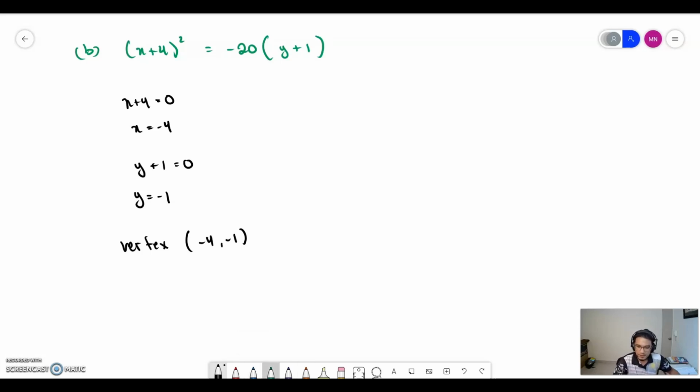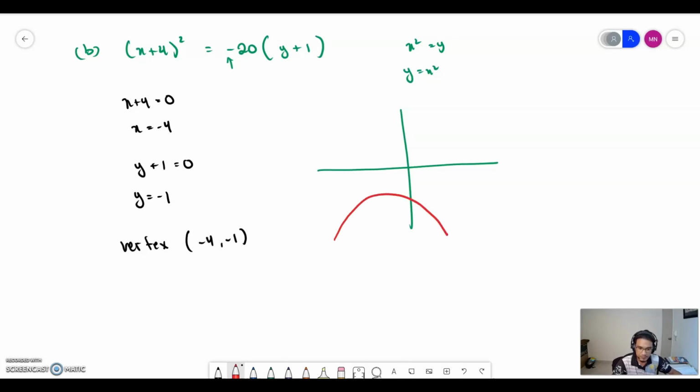Now we identify whether the equation is a parabola that opens vertically or horizontally. This is x squared, so it's like y equal to x squared. So now we know this is a parabola that opens vertically, with a negative sign right here. Now we can draw that, since the vertex is at negative 4, negative 1. So this is the vertex, negative 4, negative 1.